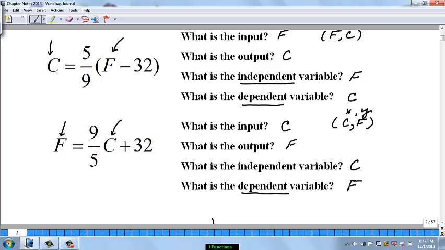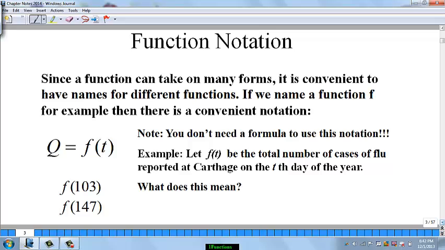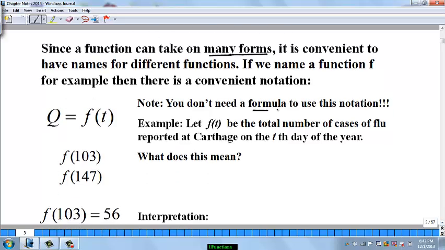Alright, next we're going to look at function notation a little bit. Since a function can take on many forms, it is convenient to have names for different types of functions. If we name a function f, for example, there is a convenient notation. Note, you don't need a formula to use the notation. Okay, you don't need one.